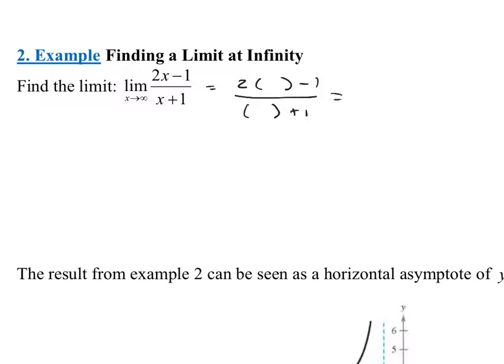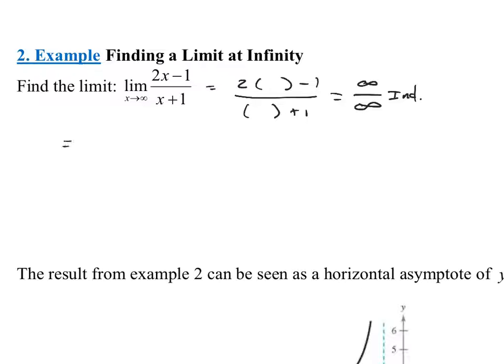Well, 2 times infinity is infinity, minus 1 is still infinity. So this is kind of like having an infinity over infinity, and that's another indeterminate form. So just plugging in numbers here, or conceptually thinking about it, wouldn't work. But let me teach you a trick. The trick is you want to divide by the largest power of x.